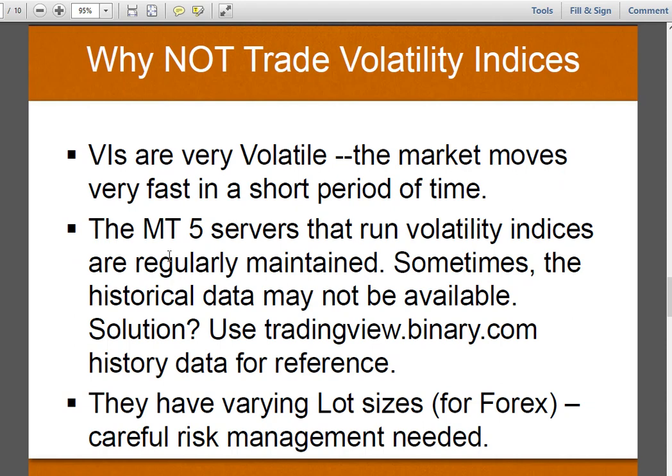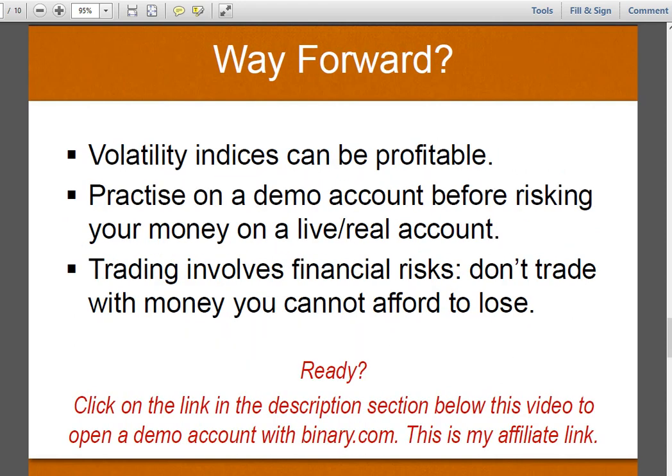Okay? All right. So moving over from there, you are asking yourself, now, Bernard, what is the way forward? Now, the way forward is simple. I want to tell you that volatility indices can be very profitable. I have traded this profitably myself. If you are interested in trading volatility indices and in your country you are allowed to do so, the broker binary.com permits your country to open an account to trade this, you are free to open a demo account. I think I will leave a link below. So open a demo account, practice on that demo account before you go to your live account. Okay? Remember, trading, I must mention this.